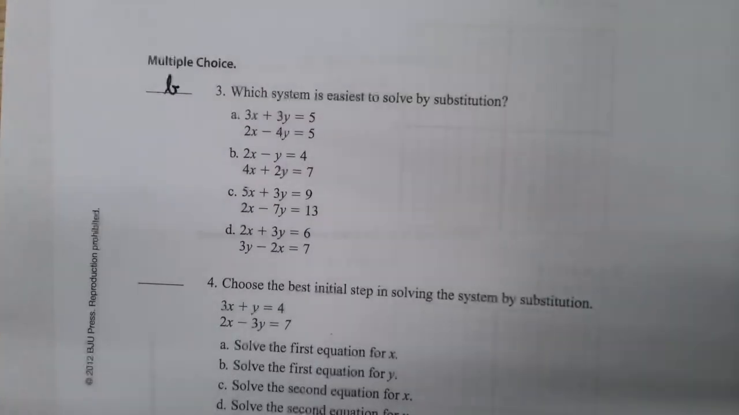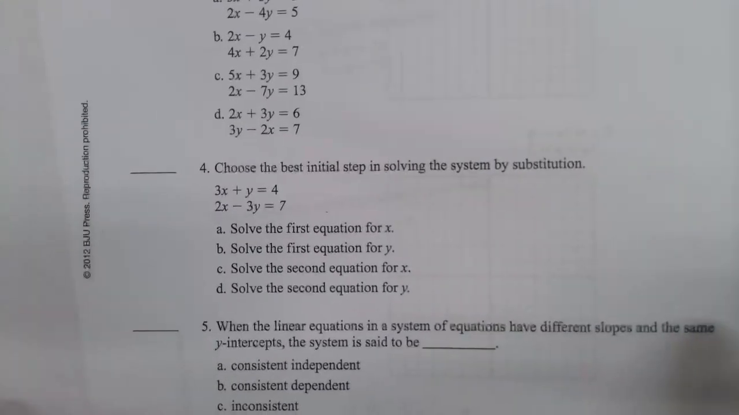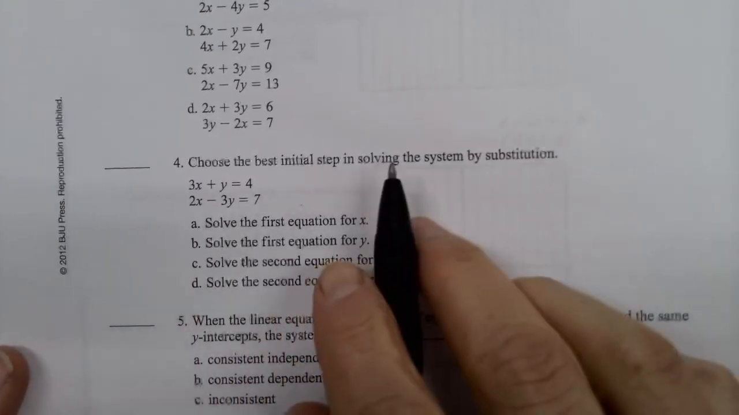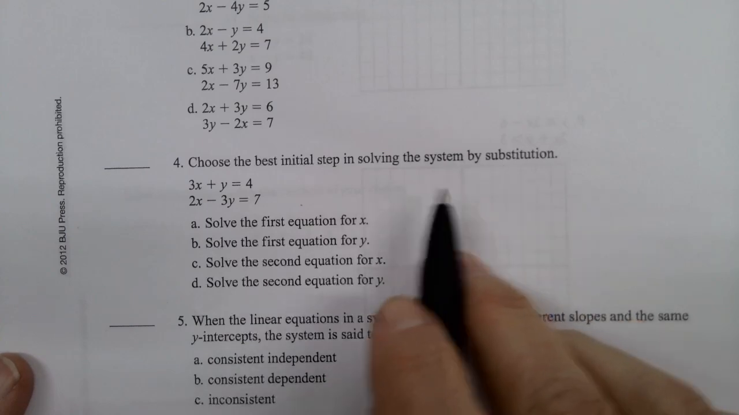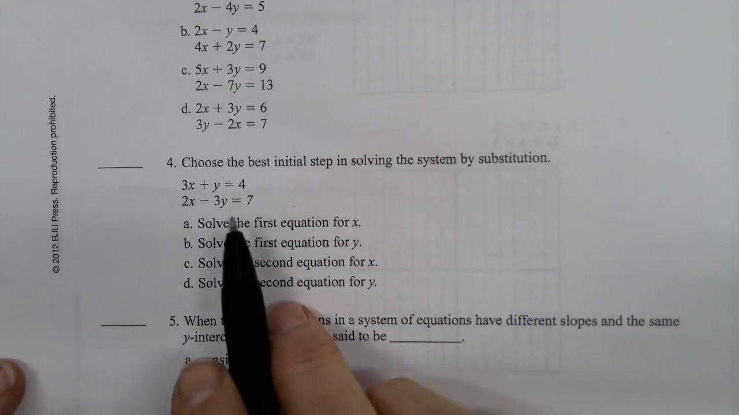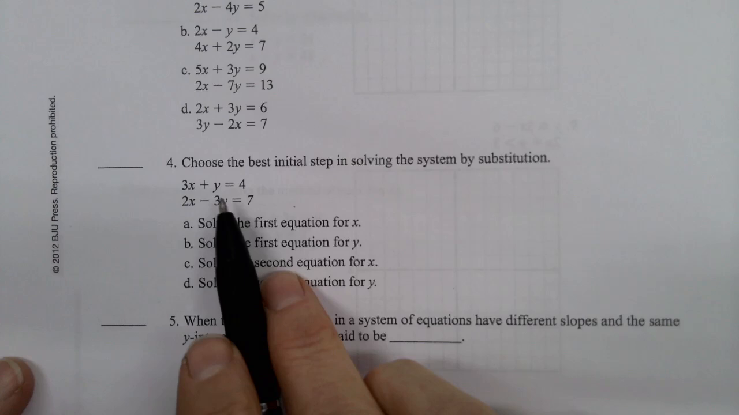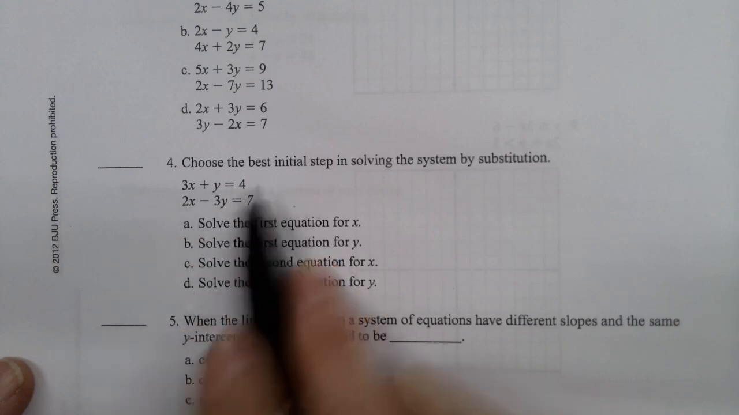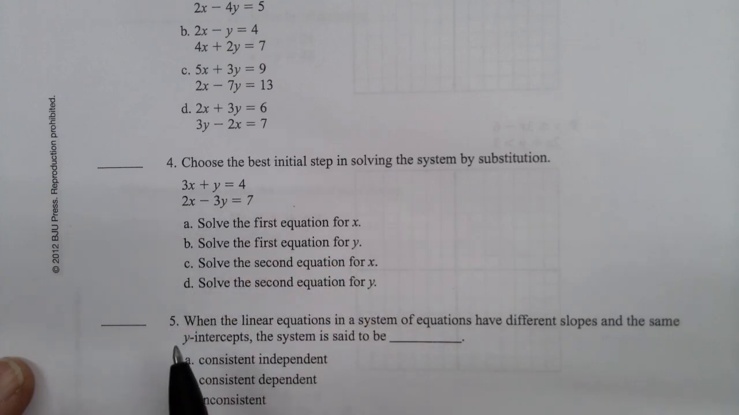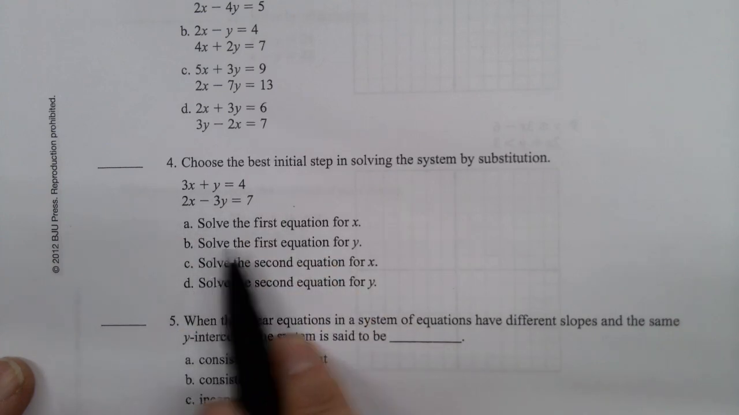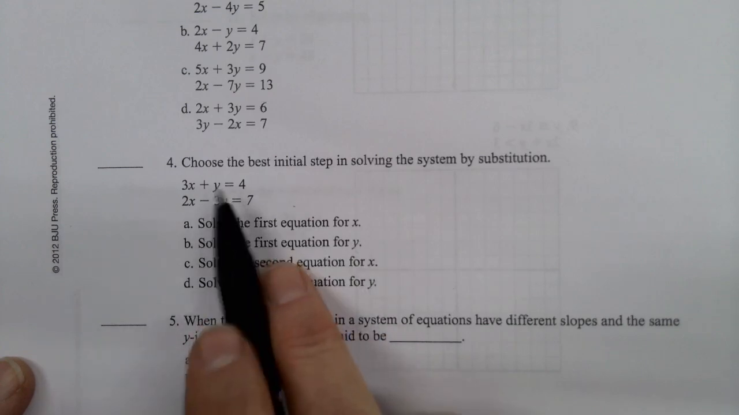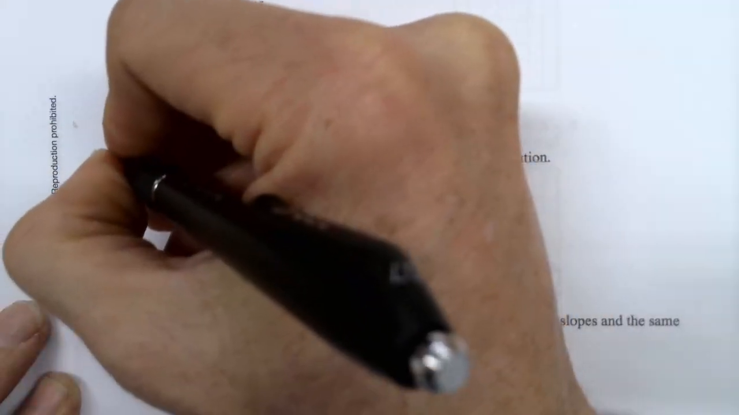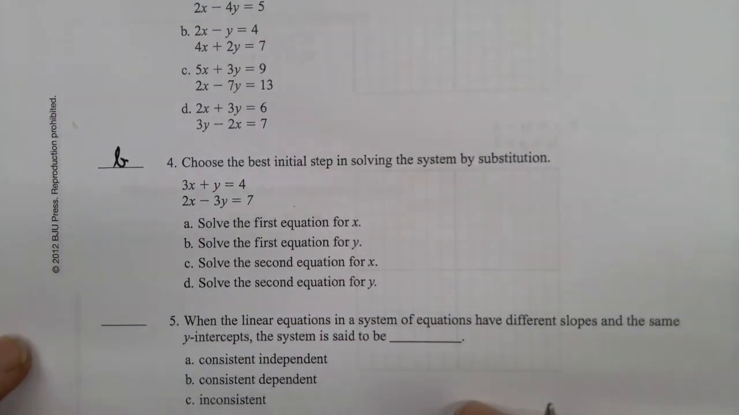Alright, so number 4. Choose the best initial step in solving the system by substitution. Well, again, I'm going to look at this equation up here because y is already all by itself. And all I have to do to solve for y is just subtract 3x from both sides. So I'm going to solve the first equation for y. That would be the best initial step. So we got another B.